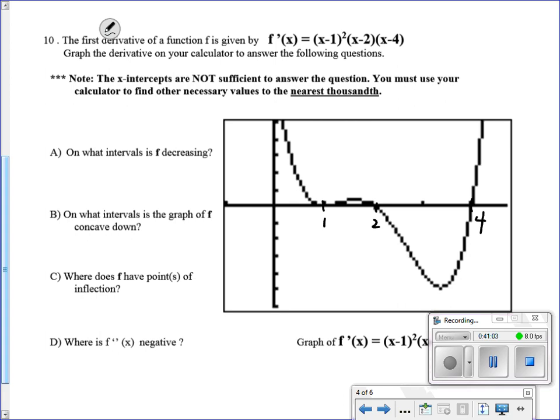So we actually need to go to the calculator and find the x-coordinate here at the max. I'm going to need to know the x-coordinate over here at the min. Now, I'm not going to make you find these on the test, but that's something you should be able to do. So we're going to just go to our calculator for a minute.